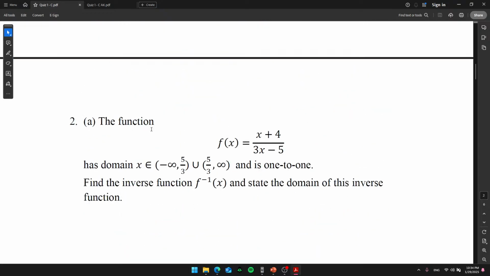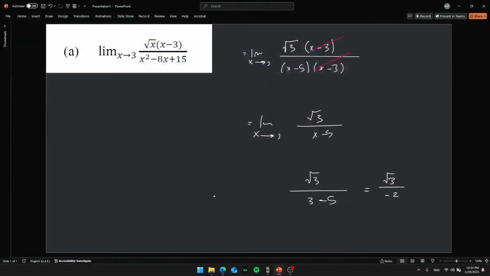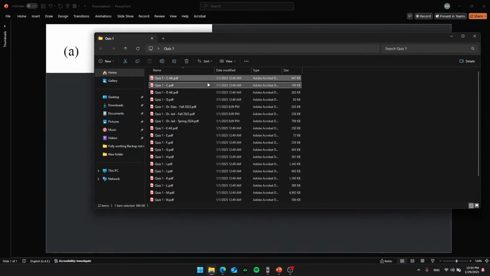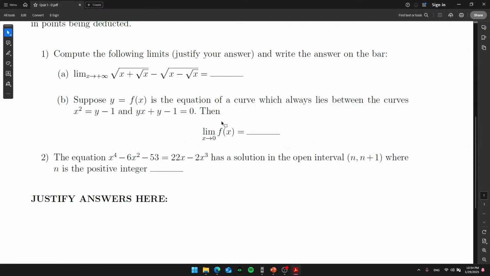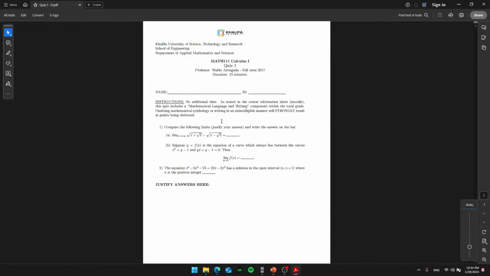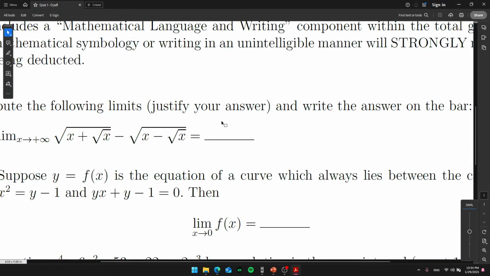Skip the graph. Skip. Okay, C done. CD. Oh, sheesh, I'm not doing this, bruh. Oh my god. Compute the following limits. Justify your answer. Holy. Oh, it's only one page. Okay, I'm doing it. I thought it was five or six pages. If it's one page, okay, nice.